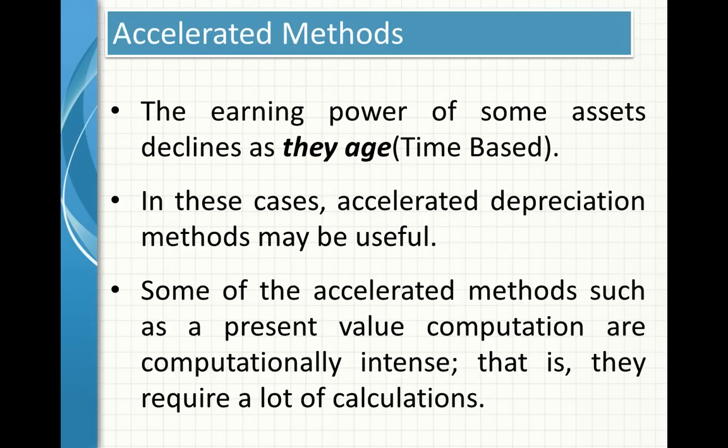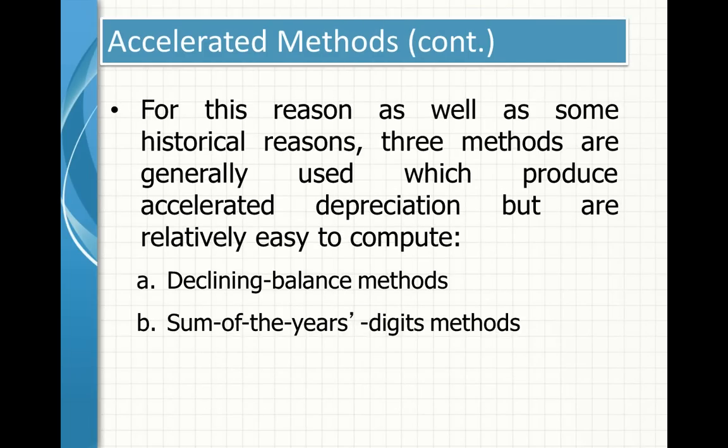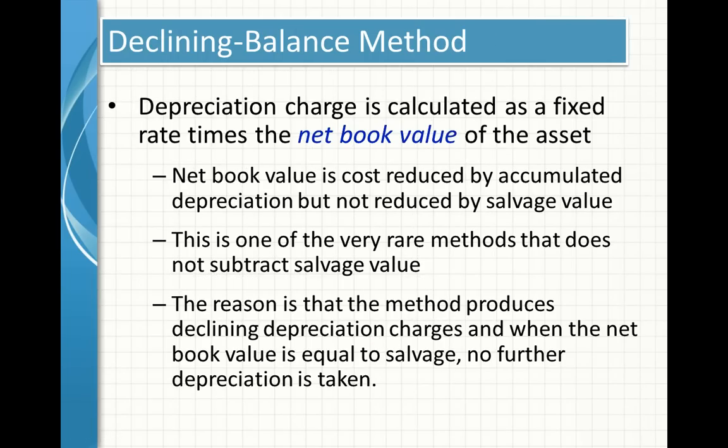Accelerated method. This is called diminishing balances method or written down value method. Under this method, the depreciation is calculated on the depreciated values. So here you will have the declining balances method and the sum of the years digits method, which we discussed yesterday. In this case, the depreciation will get reduced year by year.